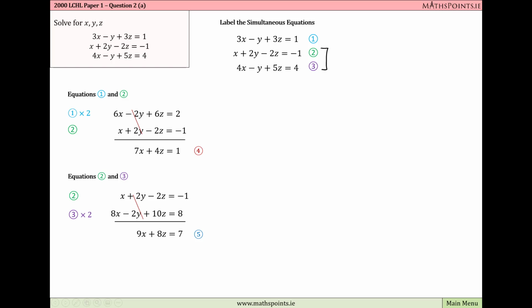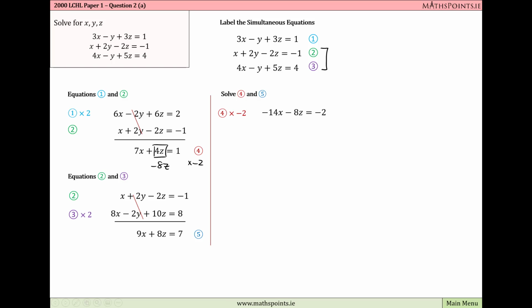So a quick look at it tells me that if I multiply equation 4 by -2, this 4z would turn into a -8z, and it would cancel with the 8z down here. So that's exactly what I'm going to do. I'm going to multiply equation 4 by -2. So 7x by -2 is -14x, 4z times -2 is -8z, and 1 by -2 is -2.